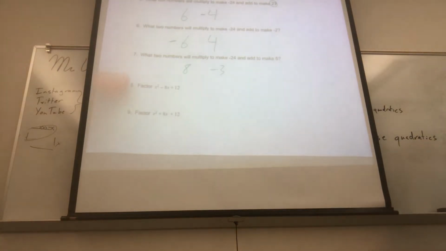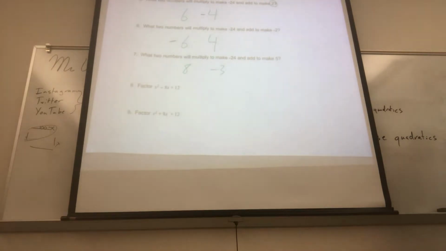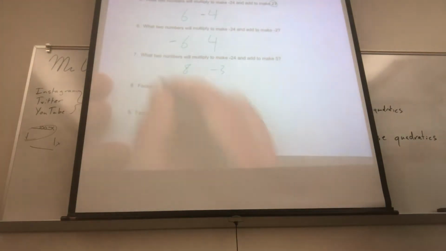Down at the bottom, all of a sudden with 8 and 9 and then the stuff at the top of the next page, it seems like we're doing something completely different. We're really not. What's going to multiply together to make 12 and add together to give us a negative 8? The numbers that work for that are a negative 6 and a negative 2.